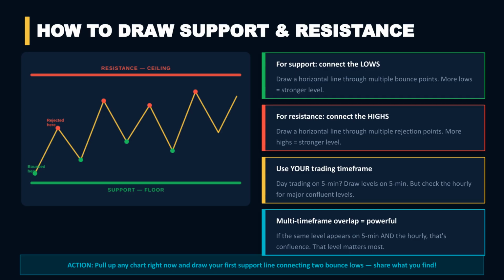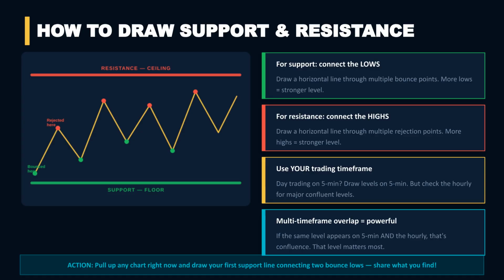Alright, so how do you actually draw these on your chart? For support, you look at the price chart and you find the points where price bounced, the lows. Then you draw a horizontal line connecting those lows. The more points that line touches, the stronger the support. 1 point? Barely matters. 3 points? Real support. 5 points? Strong support. Same thing for resistance, but you're connecting the highs.